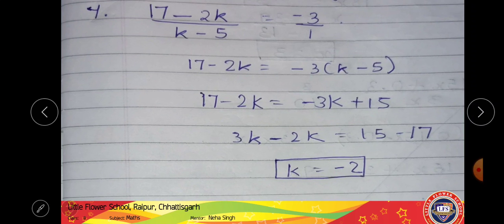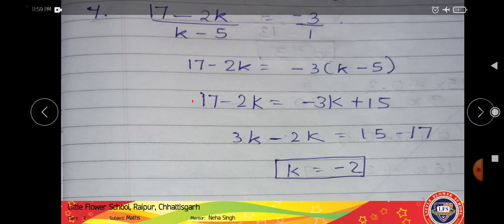Now next question, 7th question. (17 minus 2k) upon (k minus 5) equals minus 3 by 1. Again, first step, what will it be? Cross multiply. So (17 minus 2k) into 1 equals minus 3 into (k minus 5), this.